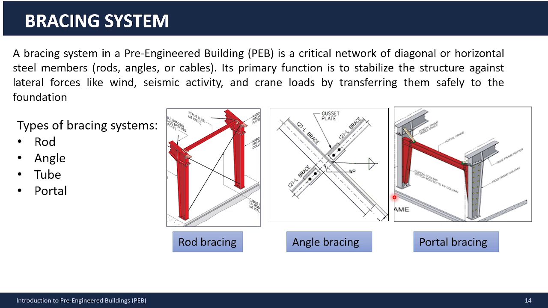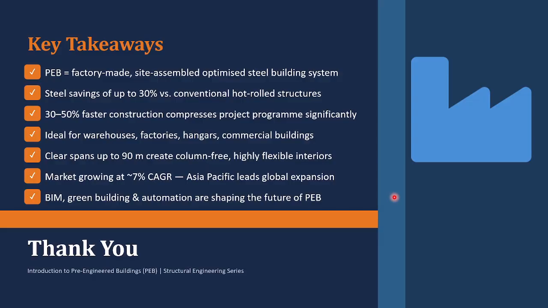The 4 types are rod bracing, angle bracing, tube bracing and truss bracing. And this classification is based on the type of member used in the bracing system. And the choice depends on the magnitude of lateral forces and the architectural requirements of the building.